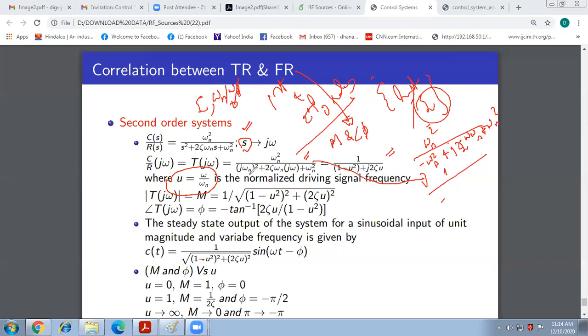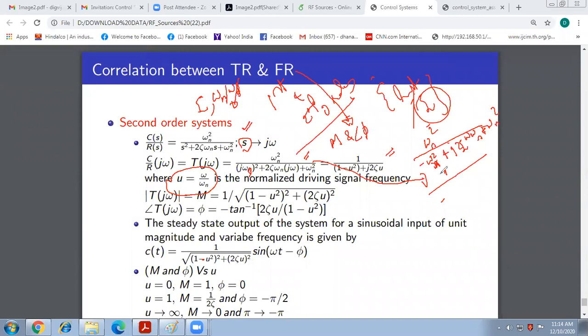Yes, Ben, what is wrong here? This should not be omega n. You are replacing s with what? j omega, right? So it should be only j omega whole square. Could you identify? Yes, it should not be suffix n here. So it should be only minus omega square, right? When you are putting s equal to j omega, then it is minus omega square plus this, right?